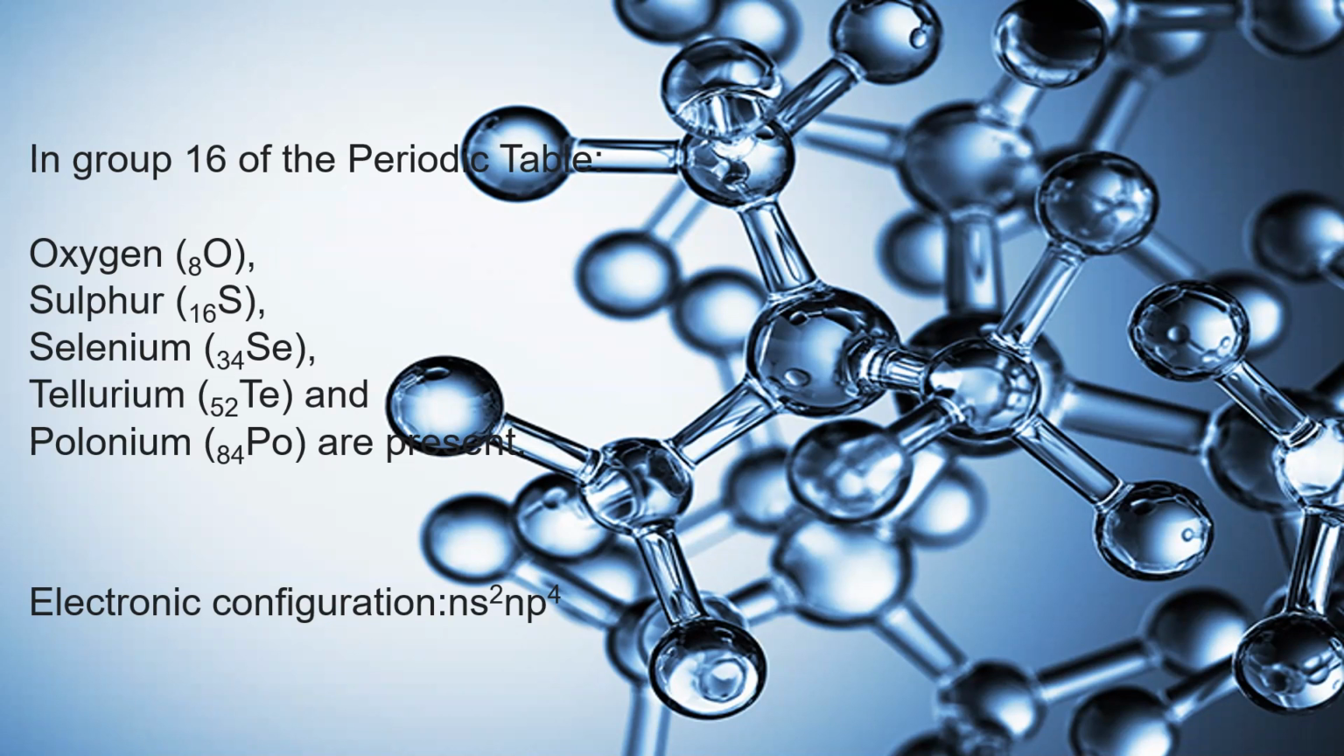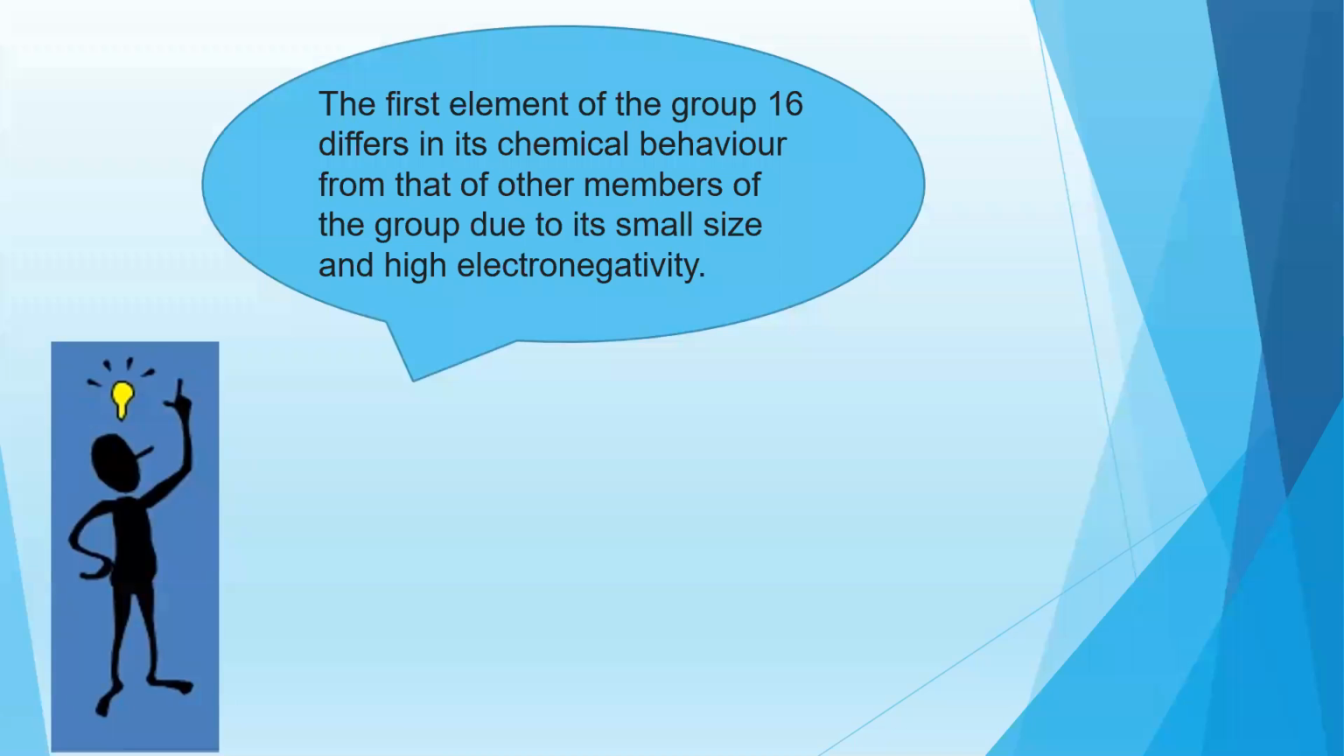Its electronic configuration is ns2 np4. The first element of group 16 differs in its chemical behavior from the other members of the group due to its small size and high electronegativity. Because oxygen is the first element, it is a more highly electronegative element than the rest of the elements present in the oxygen family.